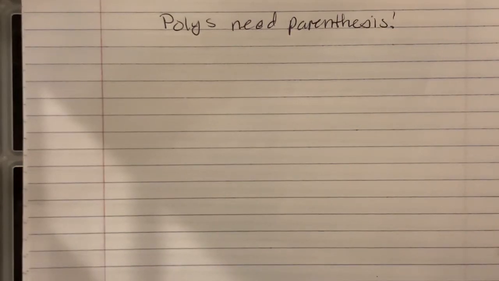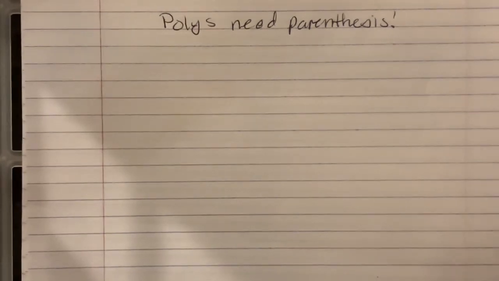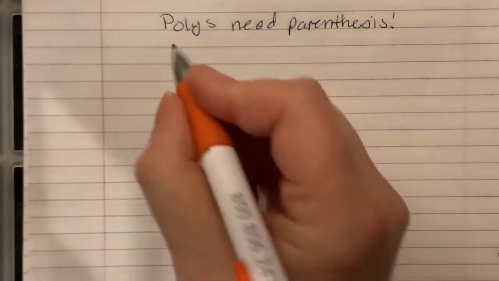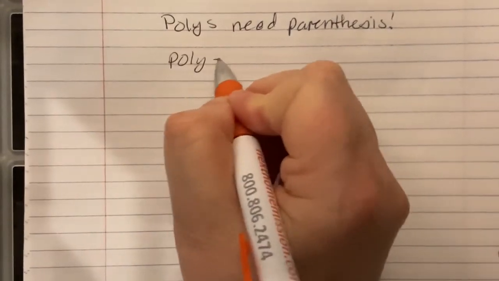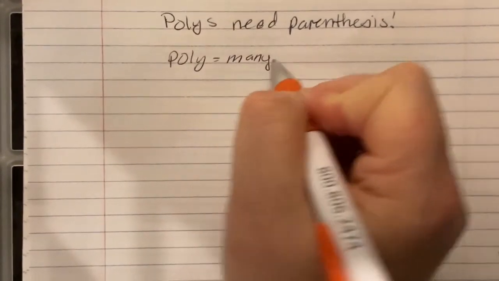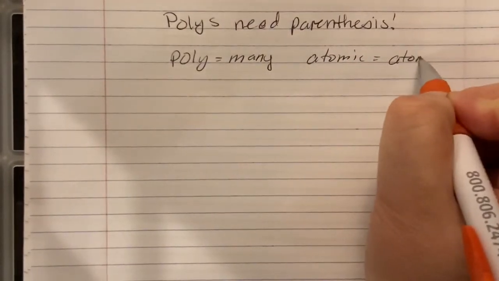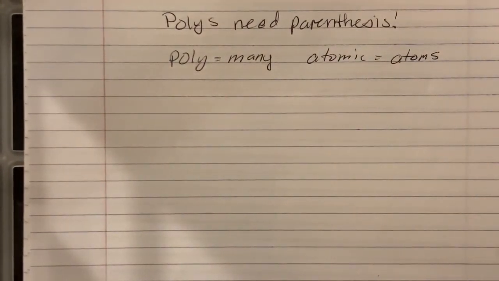Hello, we're going to do some polyatomic crisscrossing today. And the number one thing you have to remember is that polys need parentheses. So anytime you have a polyatomic ion, poly means many, atomic, atoms. So anytime you have anything with many atoms, you need to have parentheses.